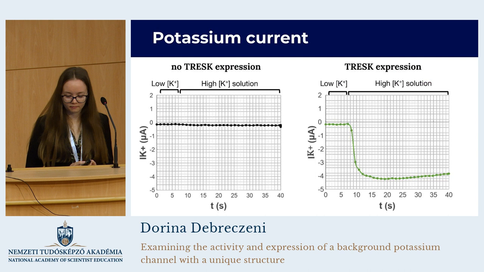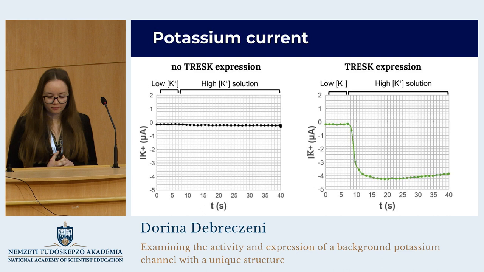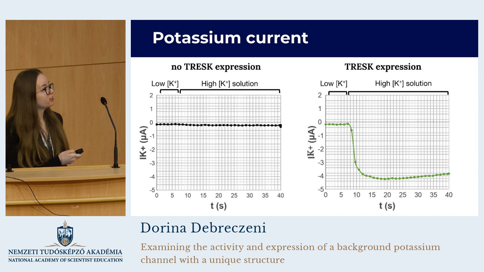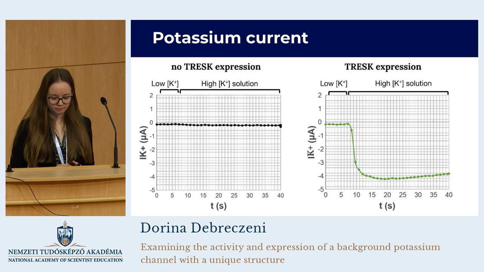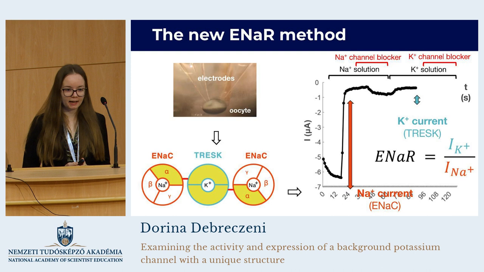On the left side, you can see the measured potassium current of an oocyte for reference with no TRESK channel expression, and on the right side, a figure shows that the potassium current is this high in the case of the TRESK channels in the cell membrane. The potassium current that can be measured across the plasma membrane mainly depends on two factors: the number of the channels and the activity of the channels.